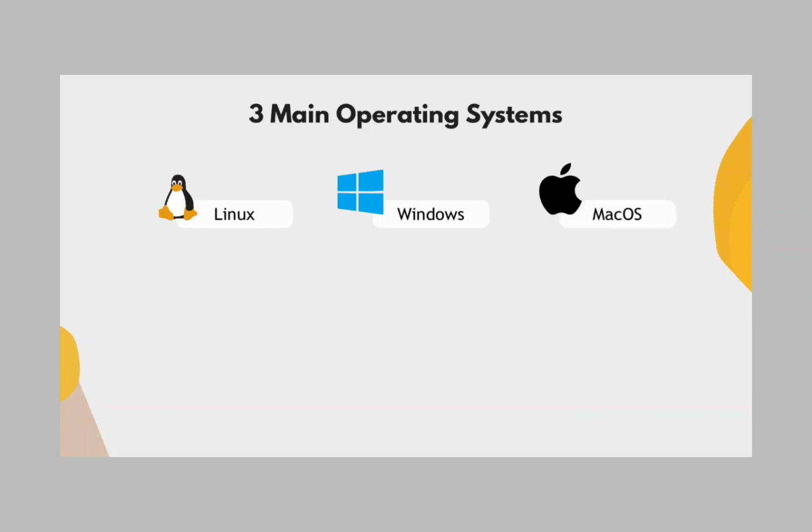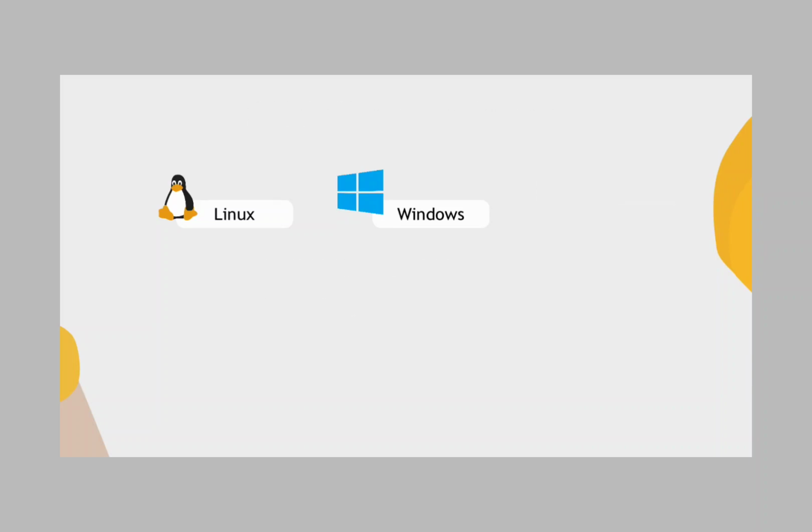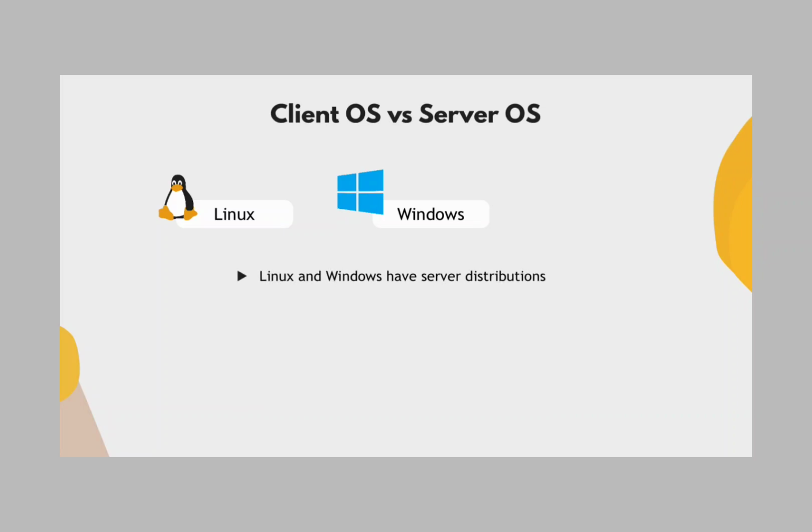And each operating system has many versions because they evolve over time and get better in terms of usability, security, performance, etc. So the kernel stays the same, but the application layer is being developed and improved. Also, as I mentioned, for Linux and Windows, we have server operating systems and desktop or client operating system distributions.